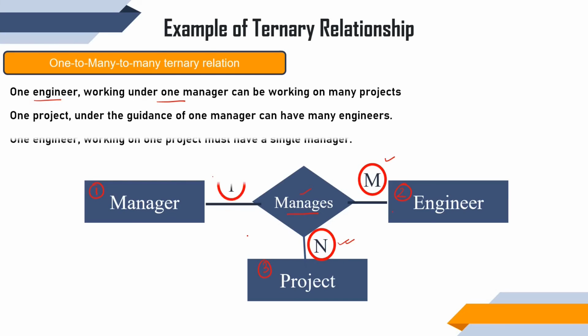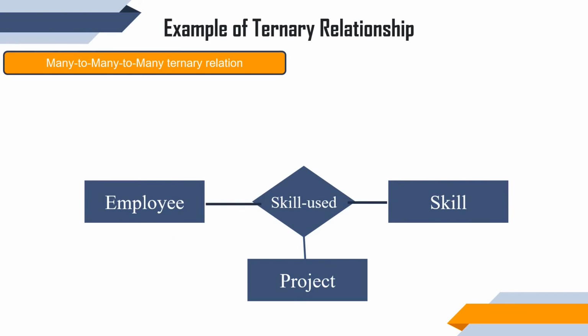And one engineer working in a single project must have a single manager. So this one comes. So you have understood how I can define a one-to-many-to-many ternary relationship. Understood? Now, let's take the second example, which is a many-to-many-to-many ternary relationship. How can I find out the cardinality of a ternary relationship? Just try to understand that part.